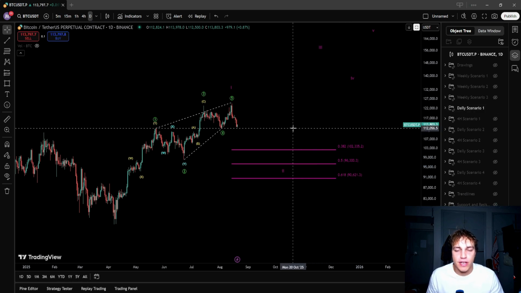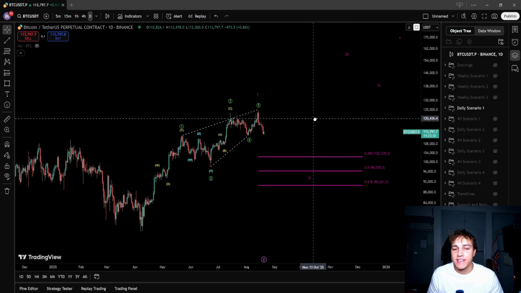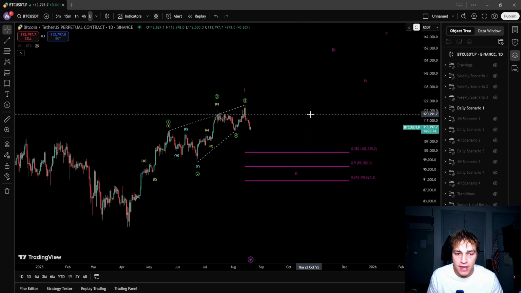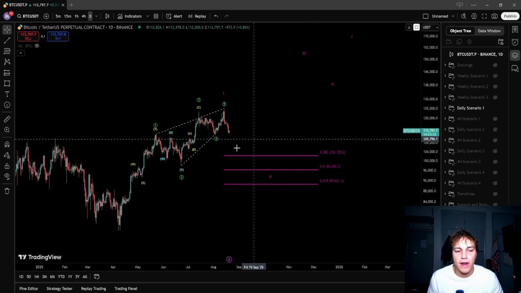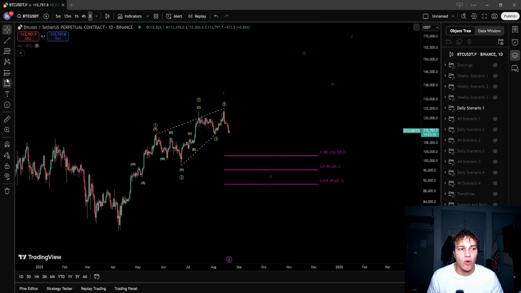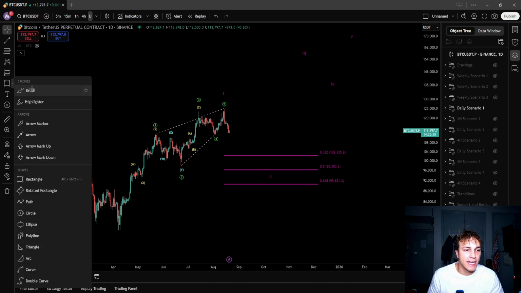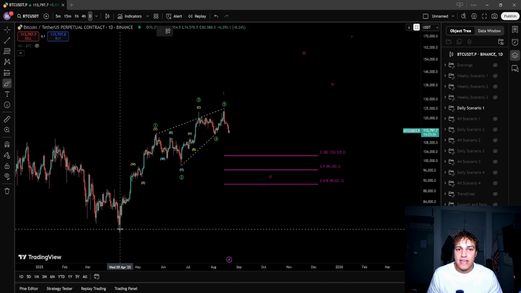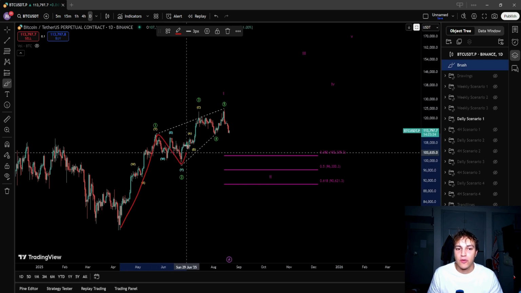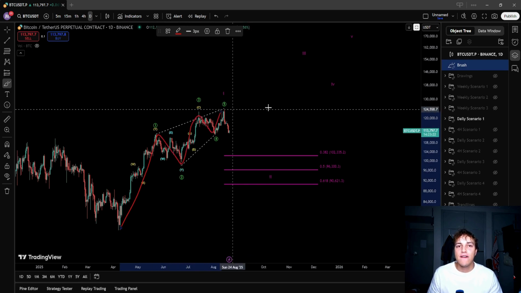Today we're going to be going over 4 different scenarios on the chart, starting with the daily scenario number 1. On the daily scenario number 1, from the low at $74,000, we are looking at a finished diagonal to the upside. 1, 2, 3, 4, 5.